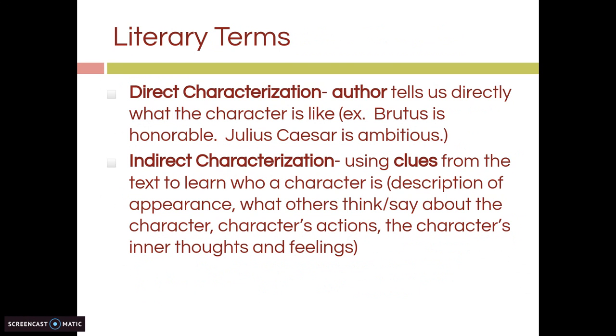A drama mainly uses indirect characterization, where the playwright uses clues from the text to show who a character is. We learn who a character is as the audience. So maybe a description of the appearance of a character through the stage directions. It could be what other people say in their dialogue about the character. It could be the character's actions that we can either see on stage if we're there as an audience watching the play, or through stage directions. Or it could be the character's inner thoughts and feelings, which we see through a soliloquy, which we'll talk about in a minute.